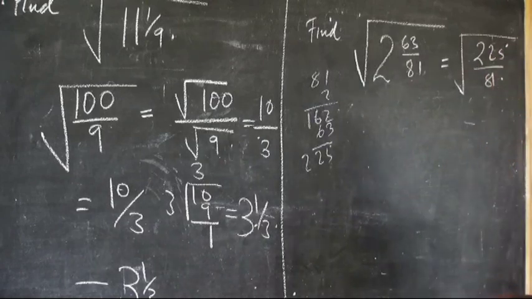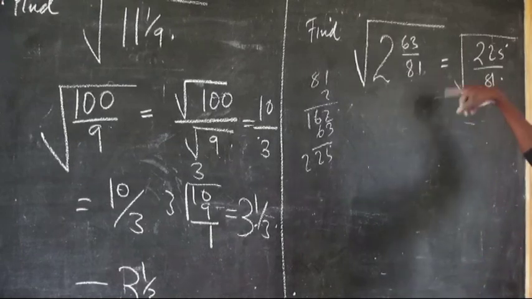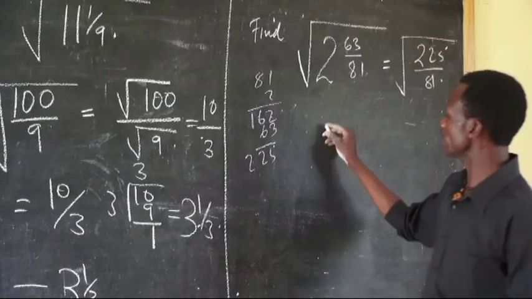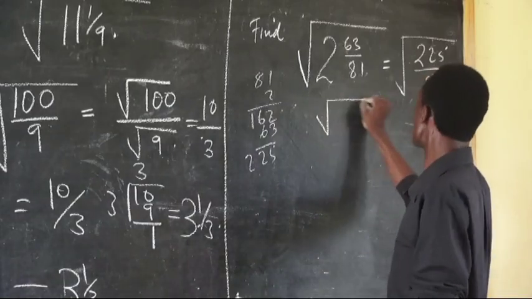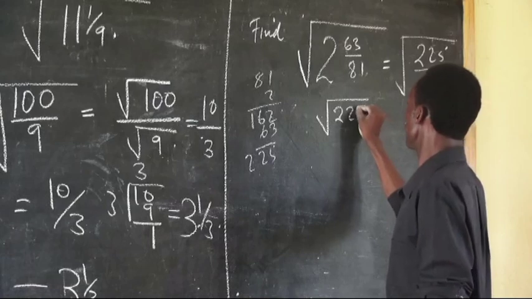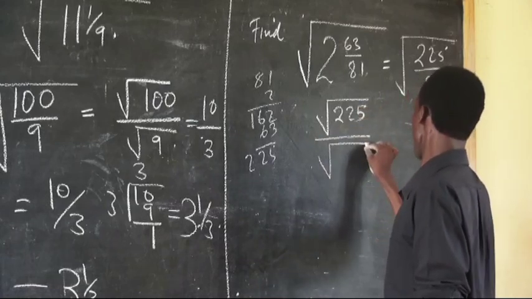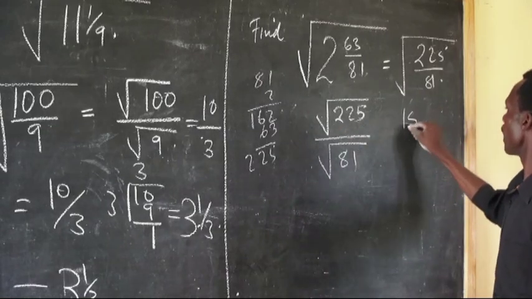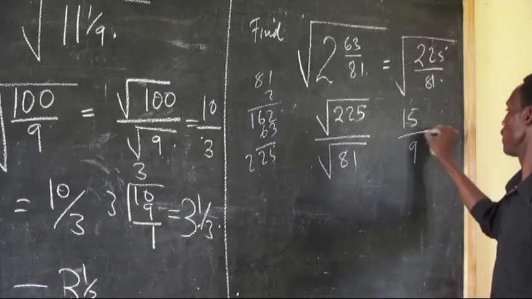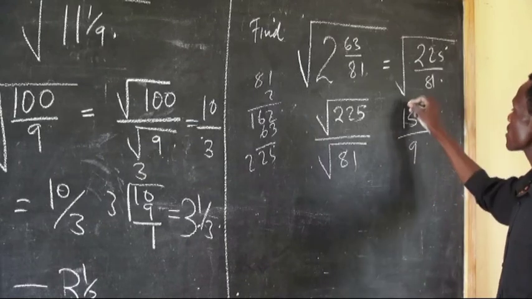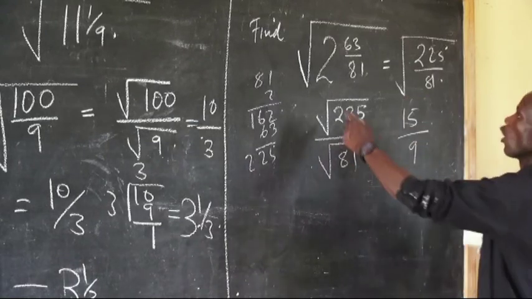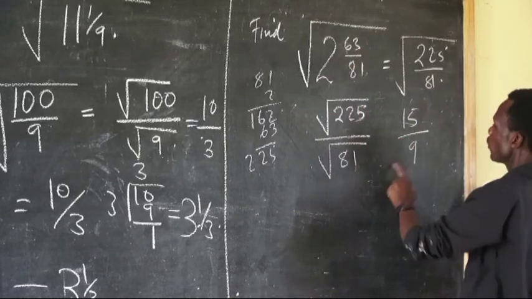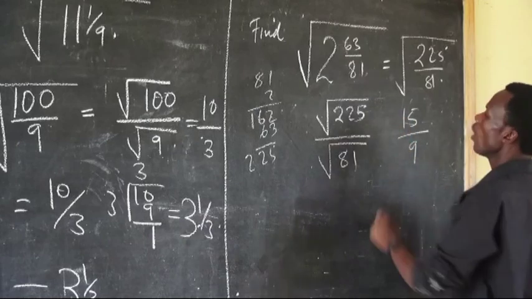As I said earlier in the second example, you must convert this one, and then separate the numerator from the denominator by writing them independently. Now you write the square root of 225 over the square root of 81. The square root of 225 is 15, and the square root of 81 is 9. Now it is 15 over 9, but this is not an answer. Why is it not an answer? Because when you look at the properties of the question, this is a mixed fraction, and this is an improper fraction. So we need to change this one into a mixed fraction.